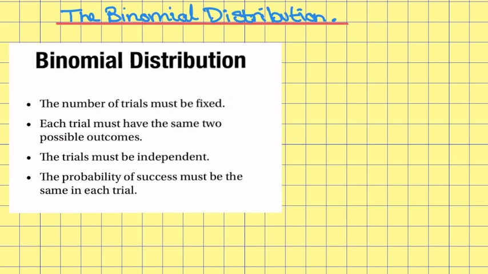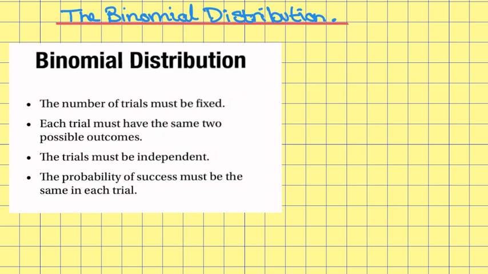In this video, we're going to take a look at the binomial distribution. The binomial distribution is for discrete data, and as the name suggests, there are only two possible outcomes. One is a success and one is failure.